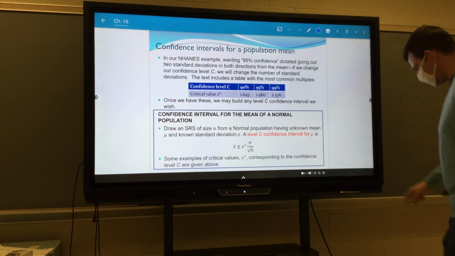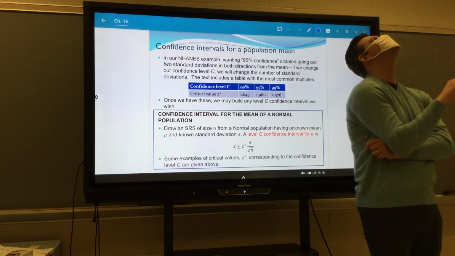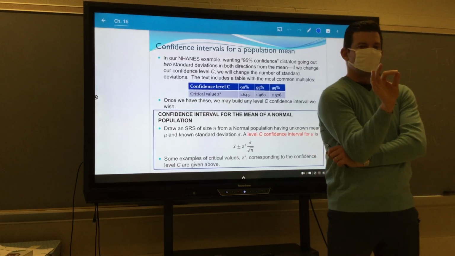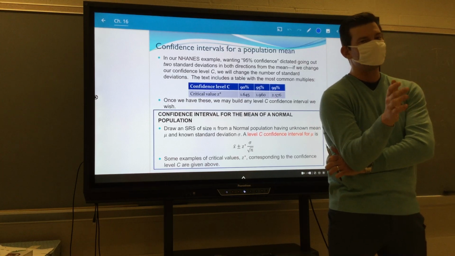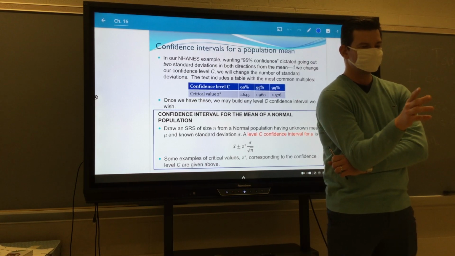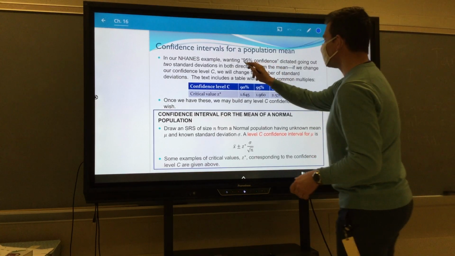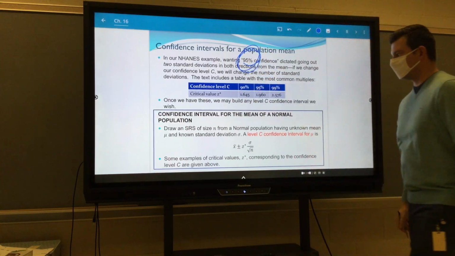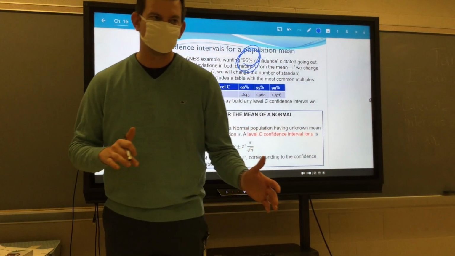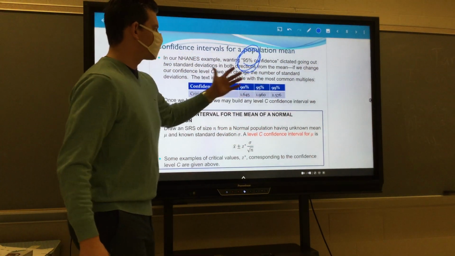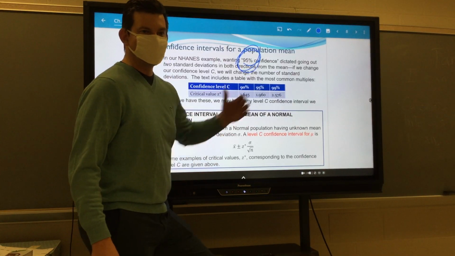Now, not to confuse you even more, but I will say 99% of the time, you will be using a 95% confidence interval. Okay? Process that for a second. We almost always use a 95% confidence interval. But that's not set in stone. Some other common levels of confidence are 90% and 99%.